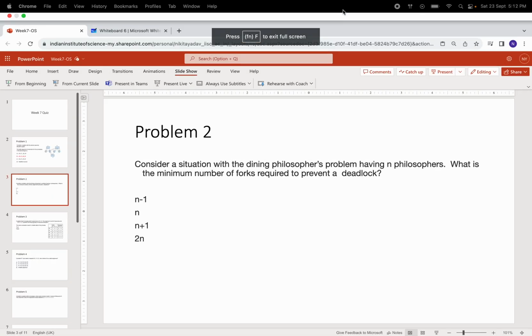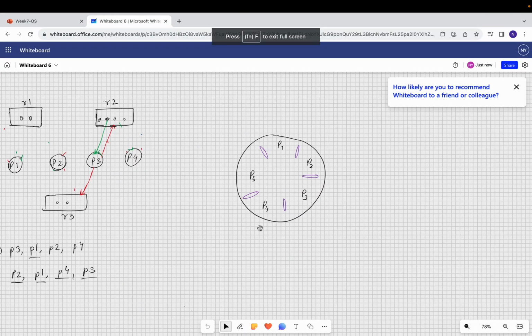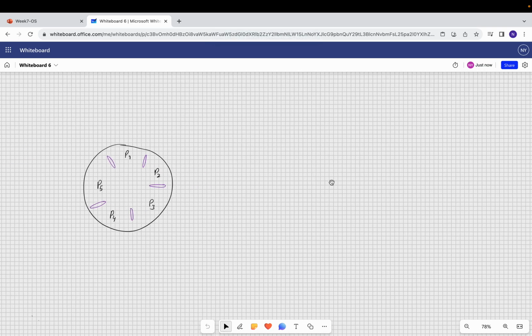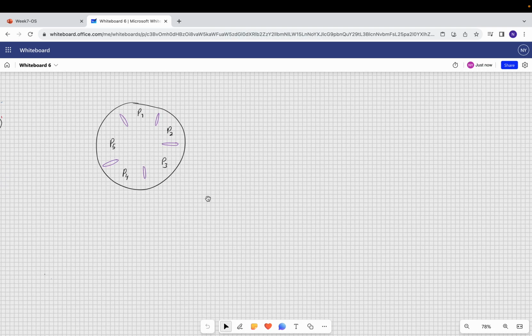Okay, so let us look at it. Consider this setting here. Let's say instead of n, I'm just choosing 5 to give an example. There are 5 philosophers, and these violet circles or ovals represent the forks. So there are 5 forks. If there are only 5 forks, then it may so happen that all of the philosophers become hungry at the same time, and then they will try to pick the forks.